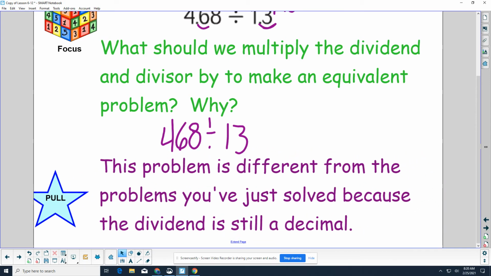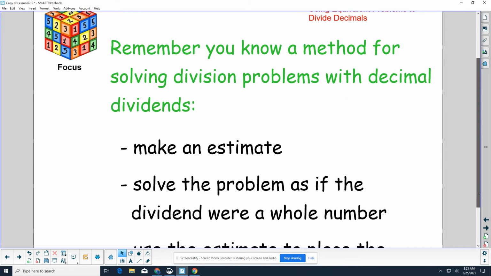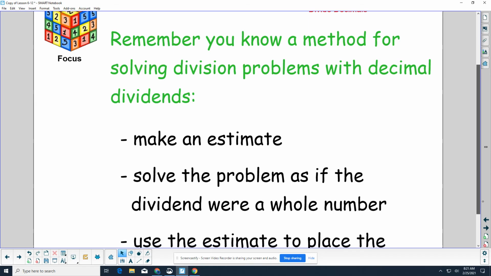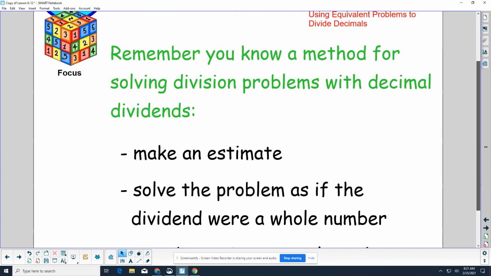So this problem's different from the problems you just saw because the dividend is still a decimal, right? And so you could either change it all the way over, or you could do 46 8/10 divided by 13. But that would be a little more confusing. So remember the method of solving division problems with decimal dividends. Make an estimate. Solve the problem as if the dividend were a whole number. Use the estimate to place the decimal point.